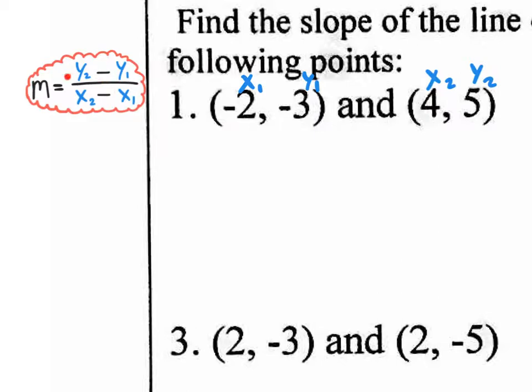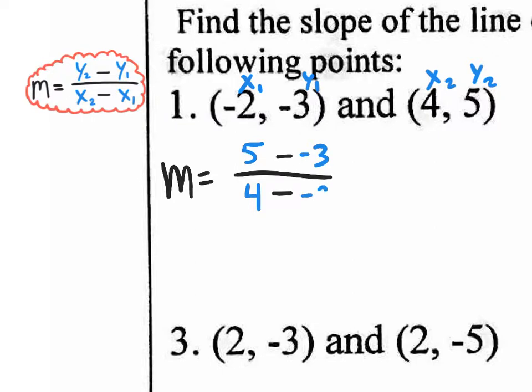Again, you need to know this formula. And you always start out with this: M equals the division bar and the subtractions. And then you plug in your values. Y2 is up on the top left, which happens to be 5. Y1 is -3 on the top right. Bottom left is x2, which happens to be 4, and x1, which happens to be -2.